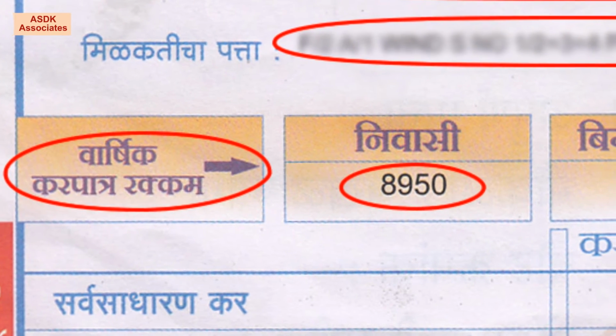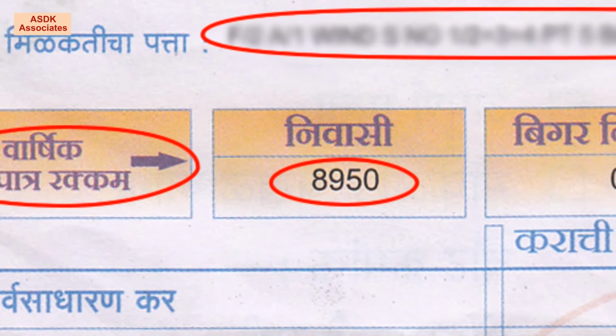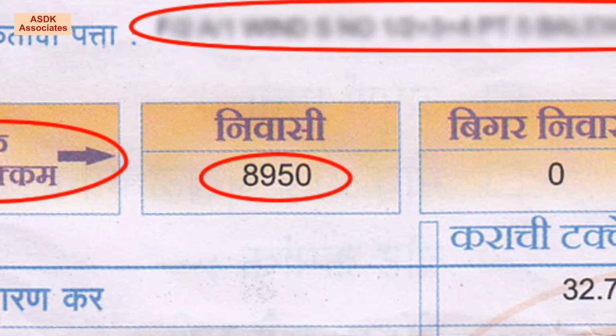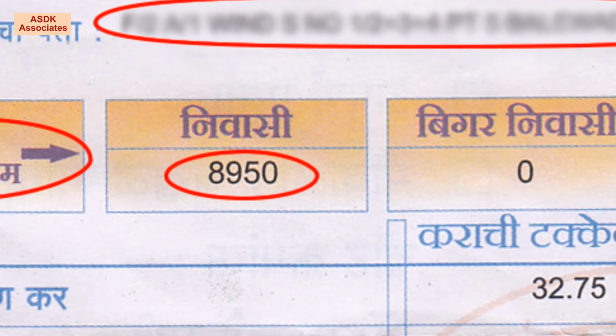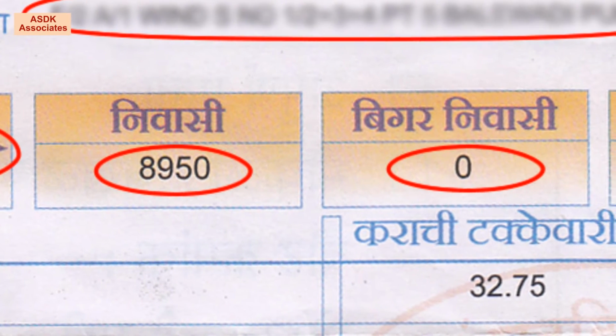Resident. If you are a resident of India, then the annual rateable value for your property will be mentioned under the head resident. And if you are not a resident of India, then the annual rateable value for the property will be mentioned under the head non-resident or Bigar Nivasi.